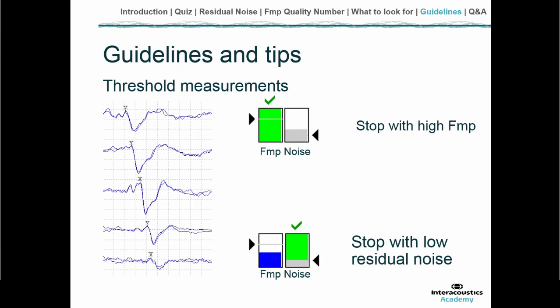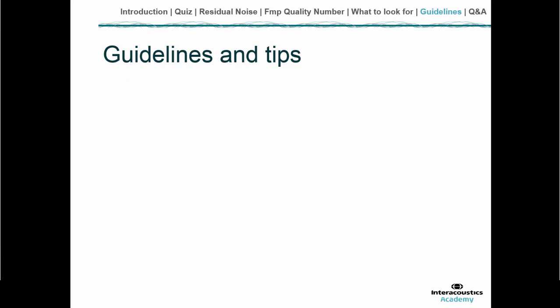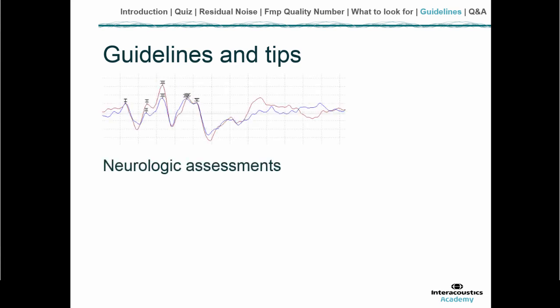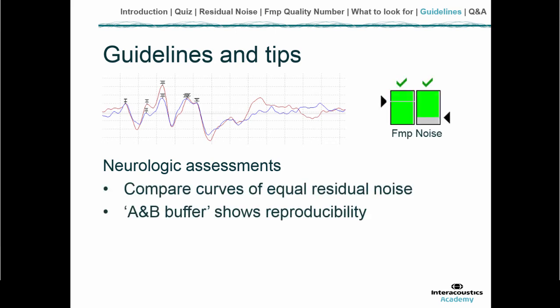Then when doing neurological assessments, you compare right and left. Most important thing is that you compare curves of equal residual noise. If that means that for the left ear you have to measure 1000 and for the right ear you have to measure 4000, it doesn't matter. If the noise is not equal, you are not making a fair comparison. Ideally, you will measure until the residual noise is low for both ears, and because it is at a high intensity, you will see the FMP will be very high as well. So you expect 2 green boxes basically.